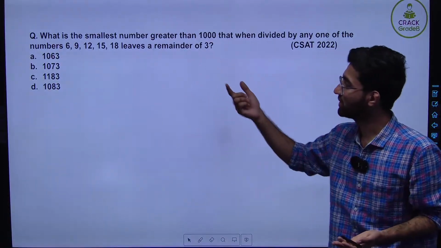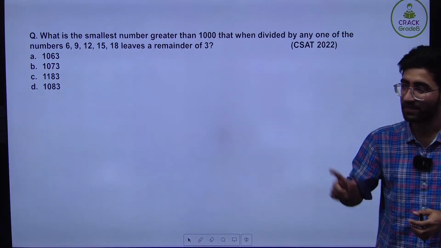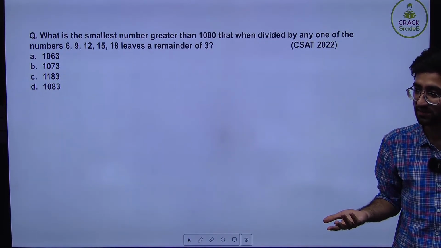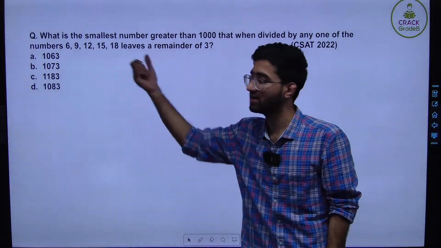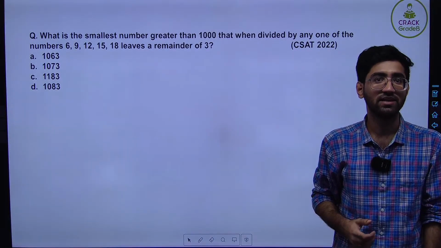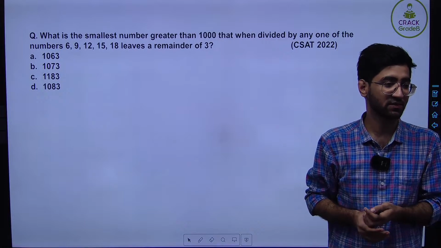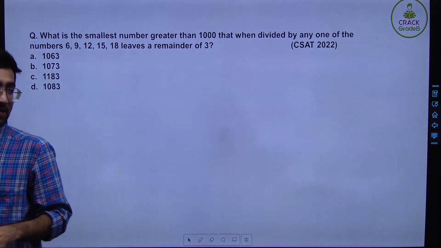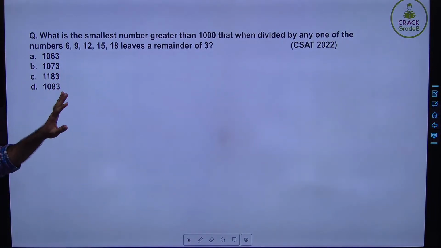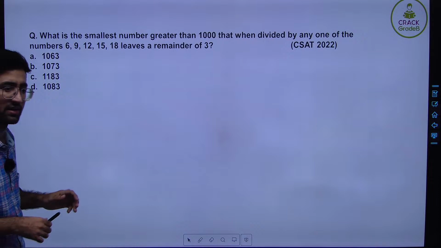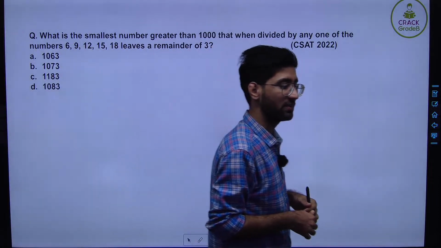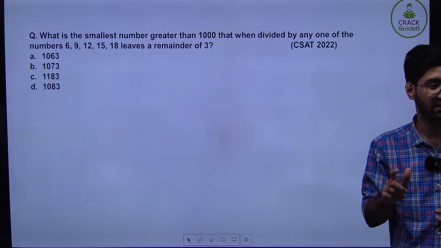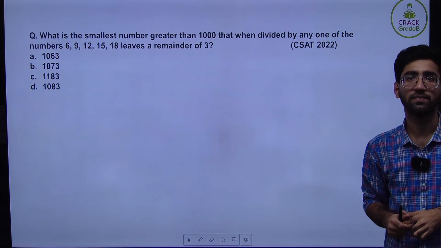They have just tweaked the language. In that question, there was a remainder of 2. In this question, the remainder is 3. And yes, these numbers are different. So CSAT does repeat questions. Again, you will have to find one way: go through the options and mark the option correctly. Another way, you can find the LCM. You can write the pattern, what will be the form of the number.